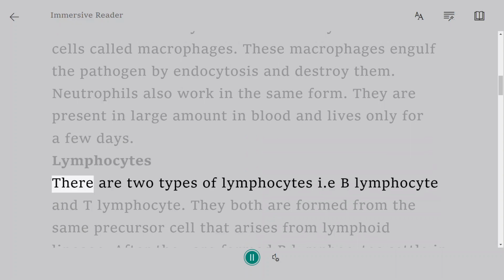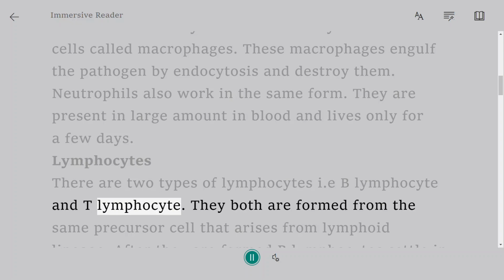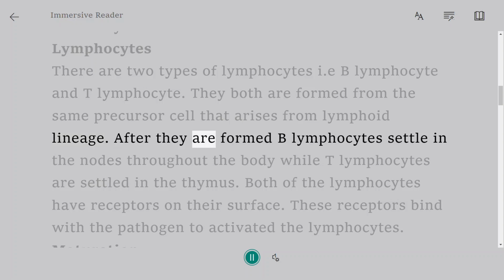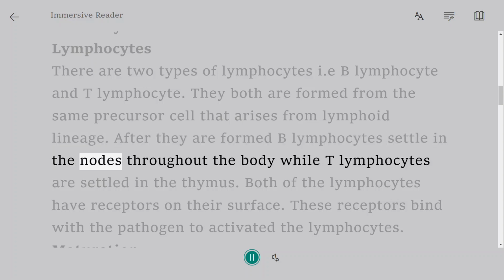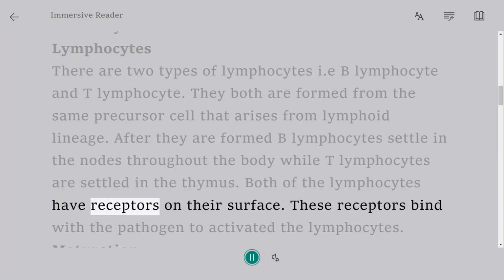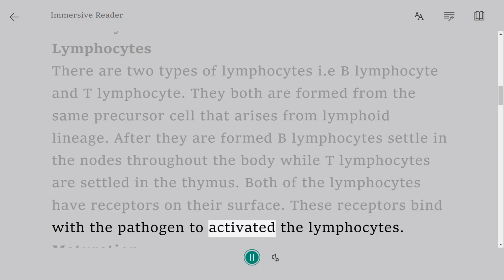Lymphocytes. There are two types of lymphocytes, i.e., B lymphocyte and T lymphocyte. They both are formed from the same precursor cell that arises from the lymphoid lineage. After they are formed, B lymphocytes settle in the nodes throughout the body, while T lymphocytes settle in the thymus. Both of the lymphocytes have receptors on their surface. These receptors bind with the pathogen to activate the lymphocytes.